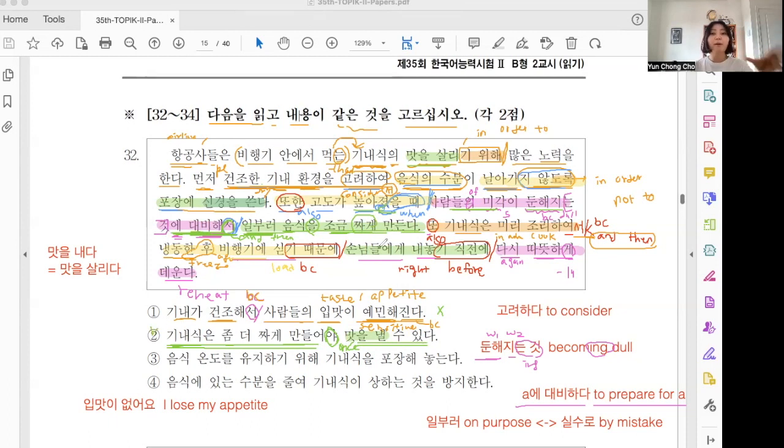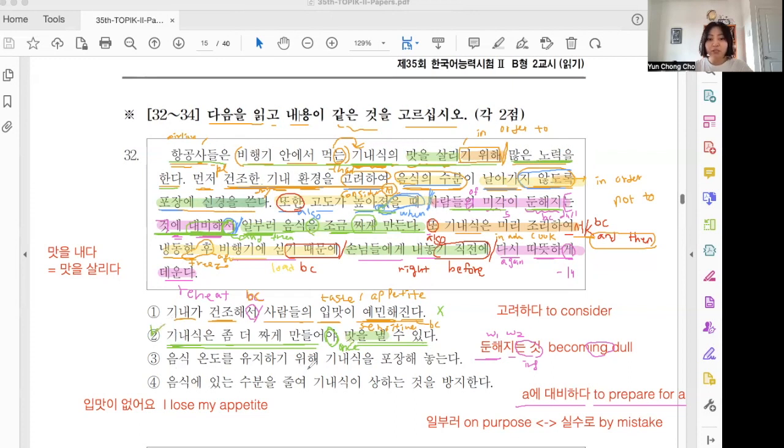Then you have to think about the link, the logic here. Why do they make it salty? Here, the pink one, prepare for the people's taste becoming dull. They make it salty so that they can make it delicious. So, number 2 is the right answer.